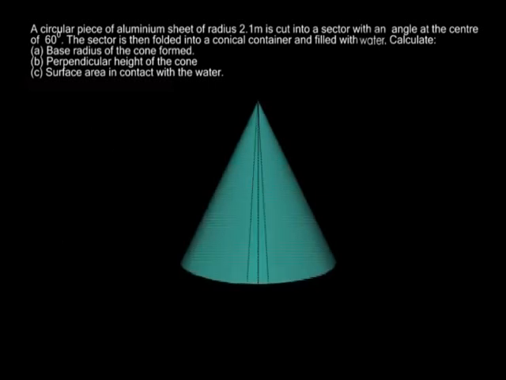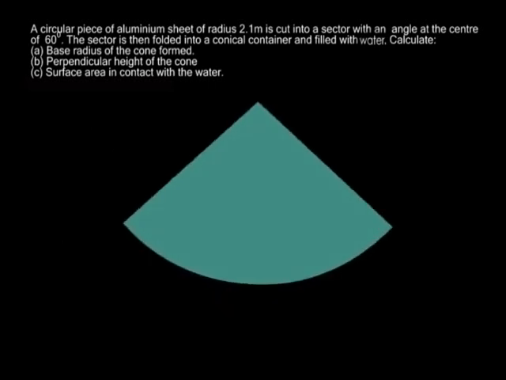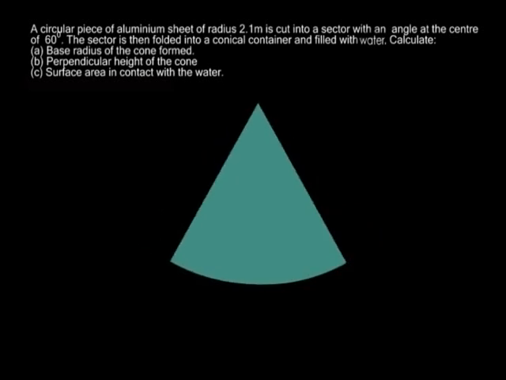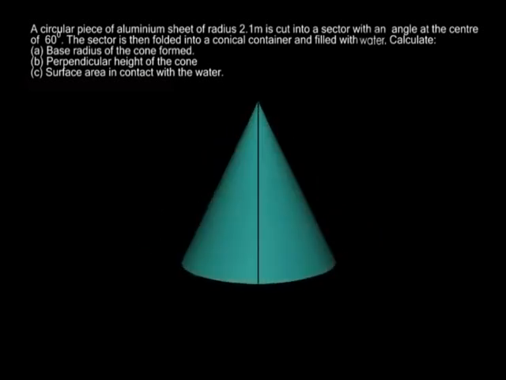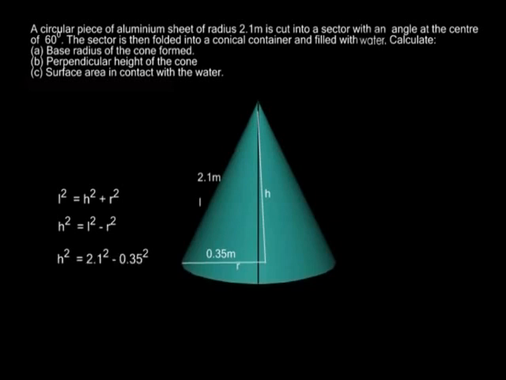B. The perpendicular height. Look at the folding once again. You realize the radius of the sector becomes the slant height of the cone, L. So we have 2.1 meters here. If we draw these lines here, you will notice that a right-angled triangle is formed, and from Pythagoras' theorem, L squared is equal to h squared plus r squared. Therefore, h squared is equal to L squared minus r squared. If you solve that, h is equal to 2.07 meters.